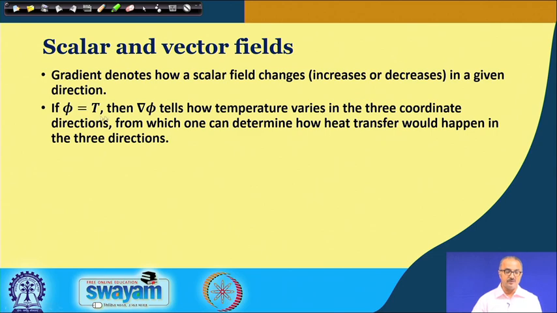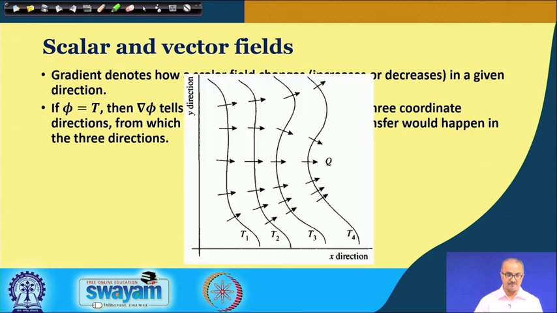Now, suppose phi is temperature T, then if I apply this nabla operator, nabla phi, it tells us how the temperature is varying in the 3 directions in a given region. And when we say temperature is varying in these 3 directions, it will also tell us how the heat transfer would take place in the 3 coordinate directions. So, that is the importance of this nabla, or the gradient.